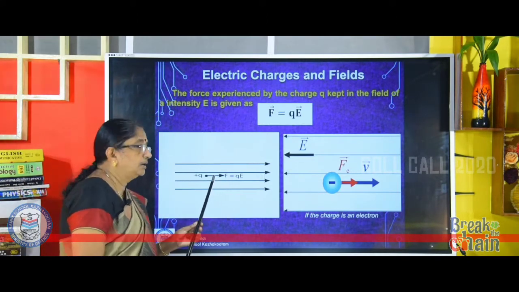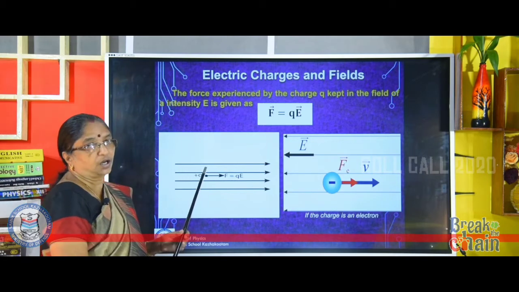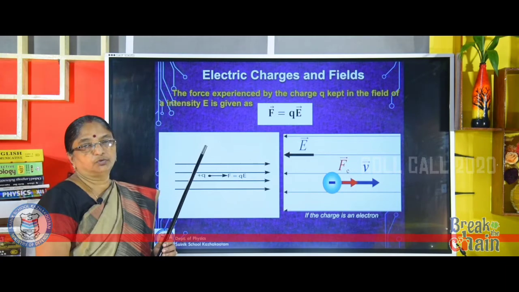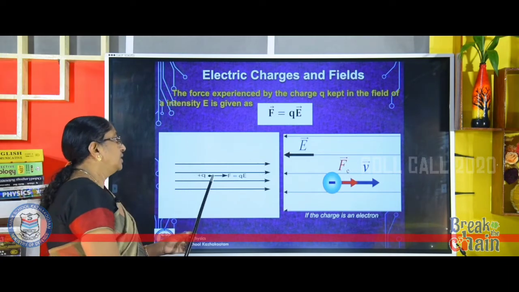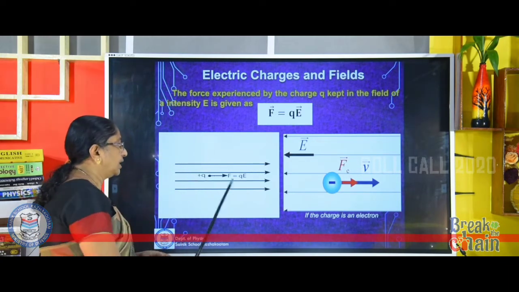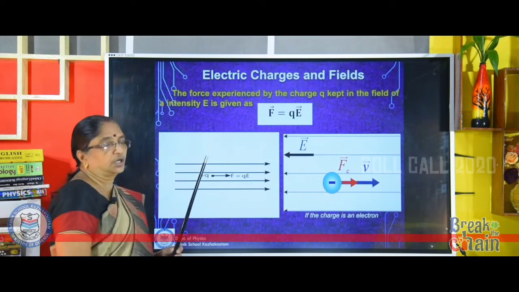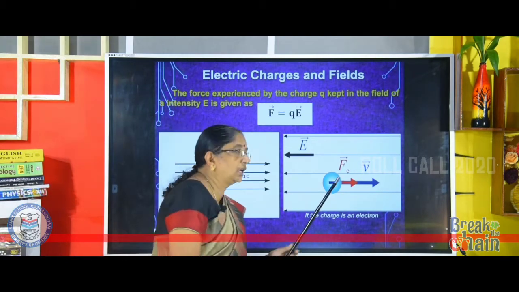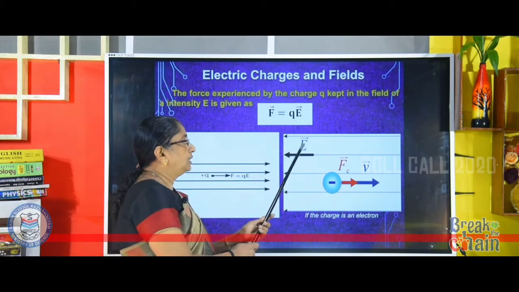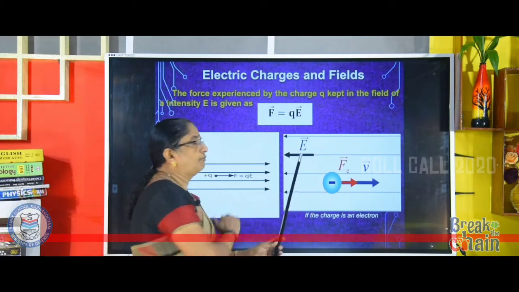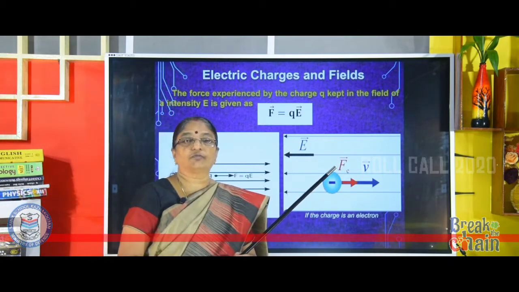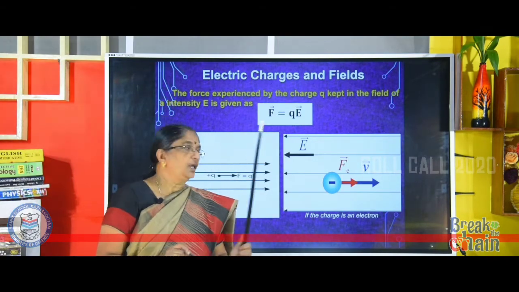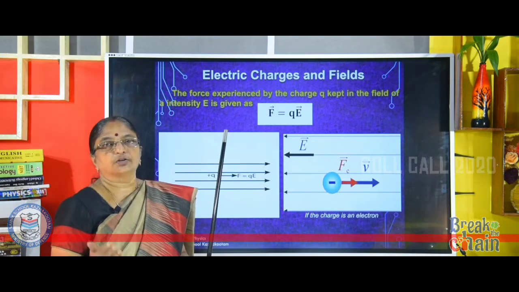And see the movement of a charge under the action of the electric field. You see, the left picture shows the movement of a positive charge by the force of QE, and see the direction. The positive charge is moving in the direction of the electric field. But if it were an electron, as seen here, the direction of electric field intensity is from right to left, and the electron will move from left to right. So, a positive charge will move in the direction of the field and a negative charge will move in the opposite direction.